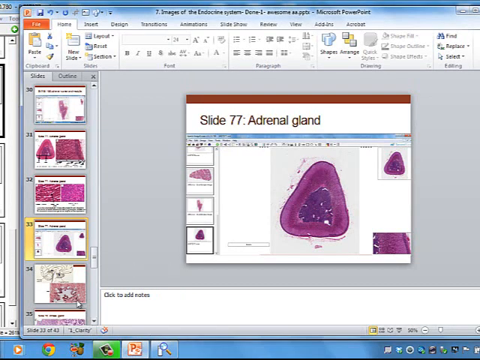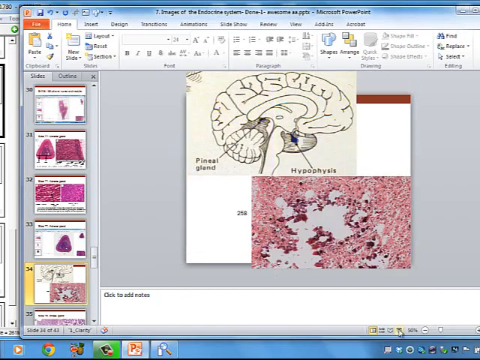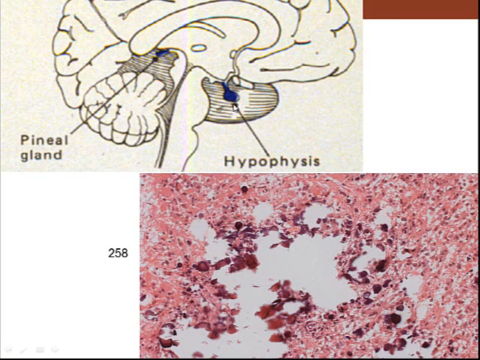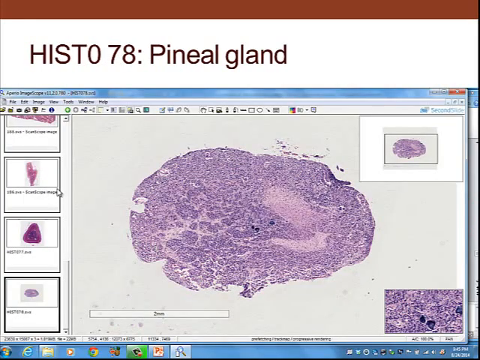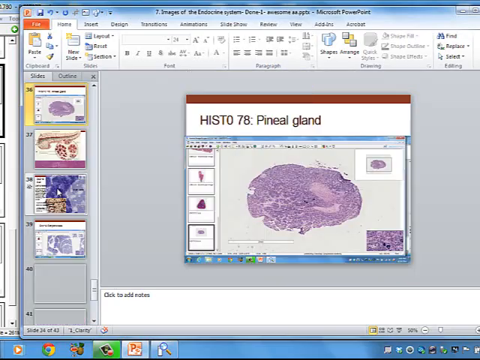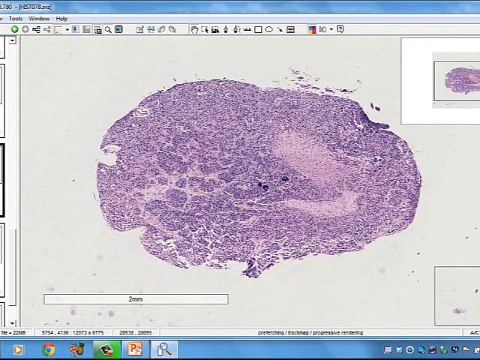So if we look at the next one, it is actually located behind the pituitary, the pineal. And here we see the pineal, and this is the brain sand that they have. There are other names for brain sand, as you can see. You see the different parts of the pineal: the trabeculae, connective tissue, capsule, and the different lobes that are there. So if we take a look at that specimen, that's what we'll see.